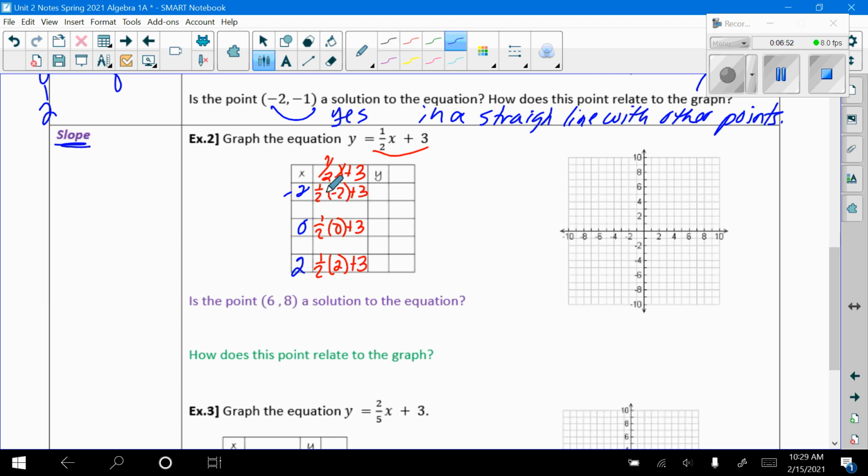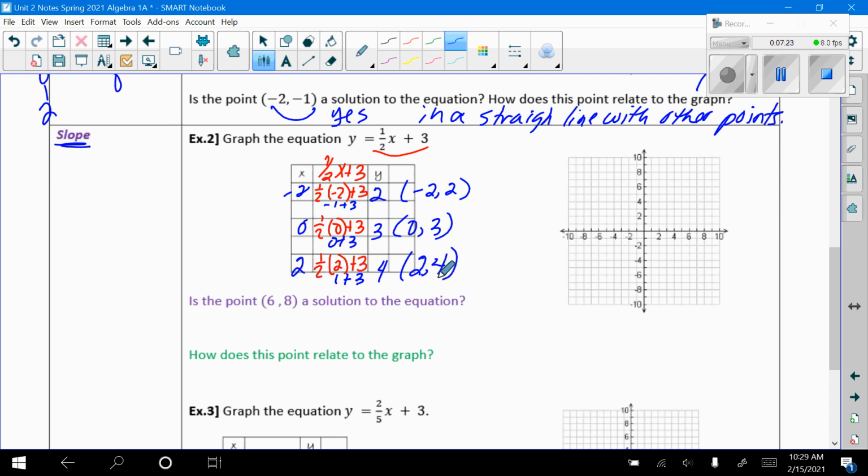As we simplify that out, half times negative 2 is negative 1, plus 3 gives me 2. So my ordered pair here is negative 2, 2. Add 0, that's going to be 0 plus 3, which is 3. So 0, 3. And the last, half of 2 is 1, 1 plus 3 is 4. So 2, 4.